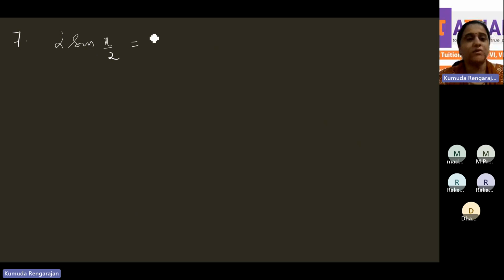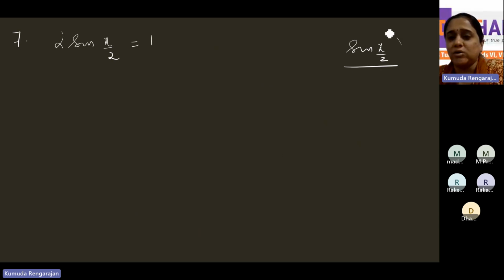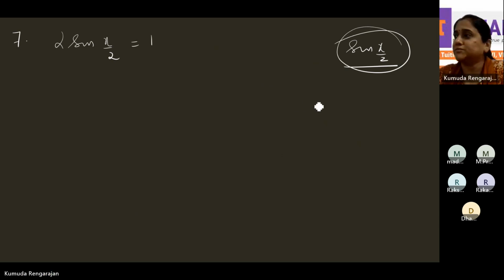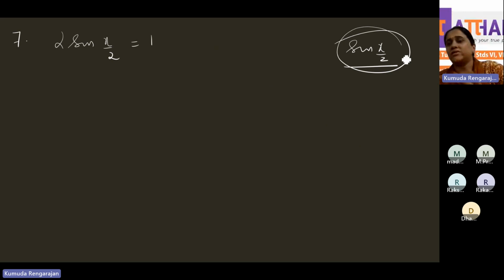Next. 2 sine x by 2 is equal to 1. So the sine x by 2 is one thing. Sine of this angle, sine x by 2 is one thing. This x by 2 will not go to the other side as 2 by x. As long as x by 2 is with sine, it is one thing. One sine and sine on either sides. When you compare, they go away. Then x by 2 becomes algebra. Now it's trigonometry.